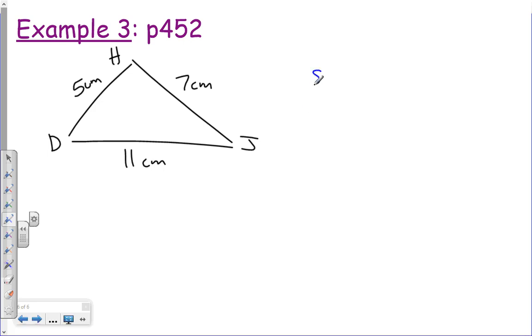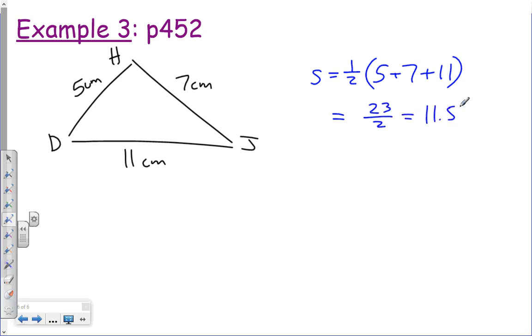So we're going to say that S is equal to 1/2 of the 5 plus the 7 plus the 11. So that's our semi-perimeter. So 5 and 7 is 12. Plus 11 gives us 23. Half of 23. I guess you could write it as 23 over 2. Maybe I'll write it that way first. But 23 over 2, that's 11.5. That might be a nicer way to work with that in my problem.